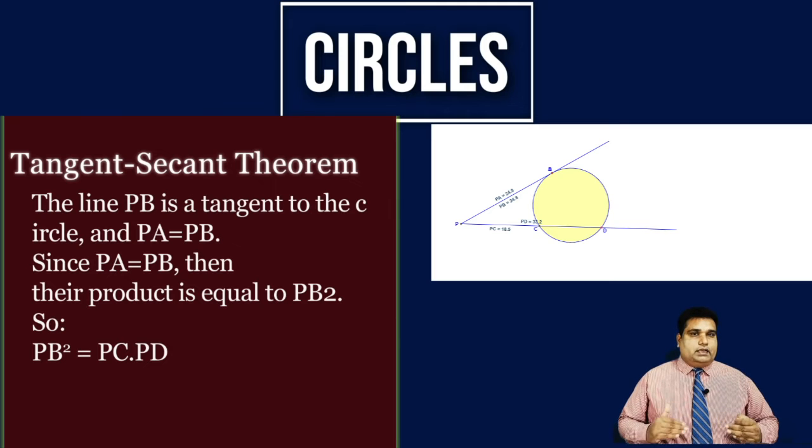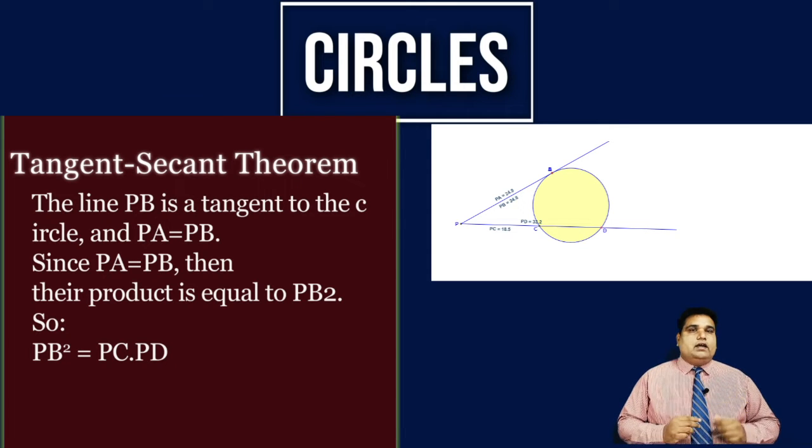Here we have PA equal to PB. So the product will be PB square. The theorem will be PB square is equal to PC into PD. This is the same theorem as we discussed earlier, the two secant theorem, where we said that PA into PB is equal to PC into PD.